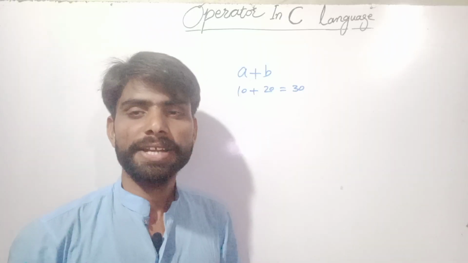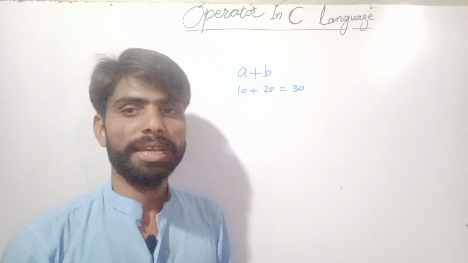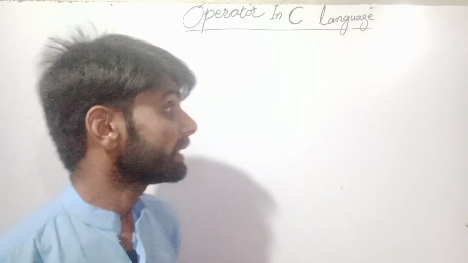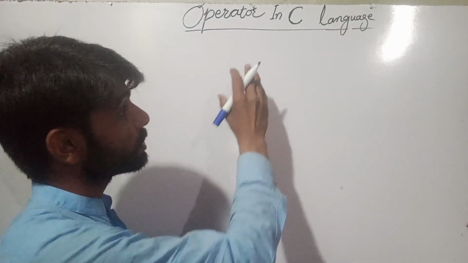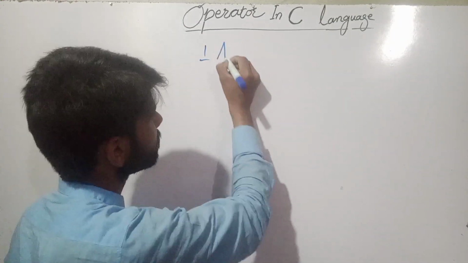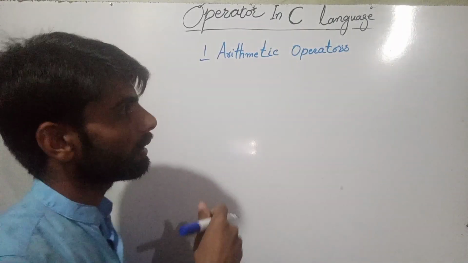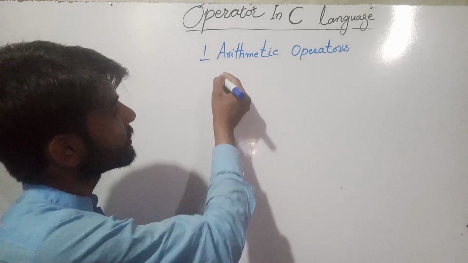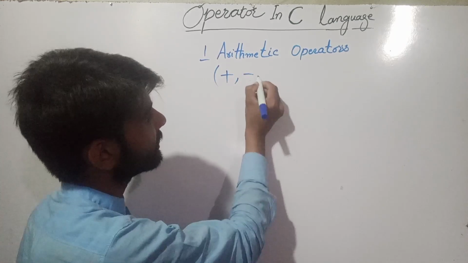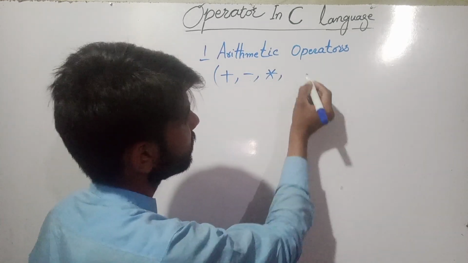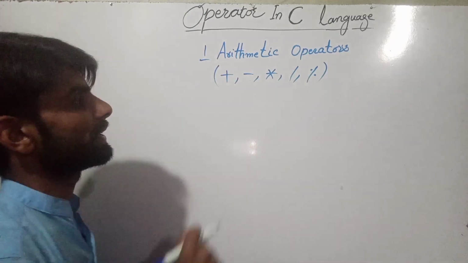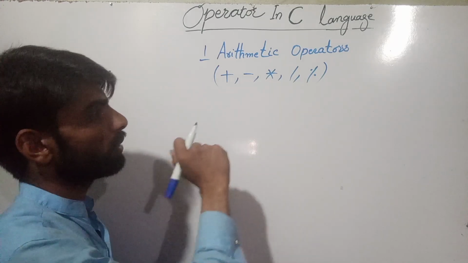So let's understand all the categories that are used in the C language. The first category is performing calculation. Those operators that are used for performing calculation are called arithmetic operators. Arithmetic operators are used to do calculation in programs. So what are the arithmetic operators? First are plus, minus, asterisk, division and modulus operators. These are all operators that are used in programs to do calculation.